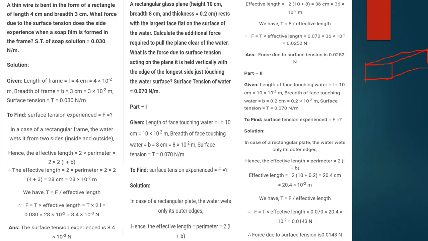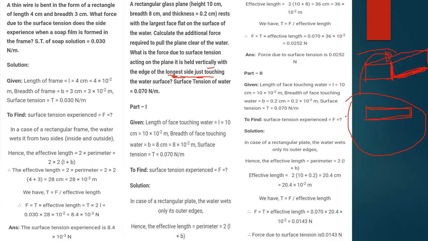Tumeambiwa kwamba it is held vertically with the longest side touching the water surface. It means sasa longest side ambayo ni hapa should touch the water surface. So tunaibinua hivi, so that we have kitu kama hichi. Hii slab inakuwa imesimama hivyo, afu huku ndo water surface inasimamia kuja towards our face. Okay, the longest side ndo hii, manake ukiibinua hivi kitakachokuwa kina touch maji ni hii longest side na hii thickness.